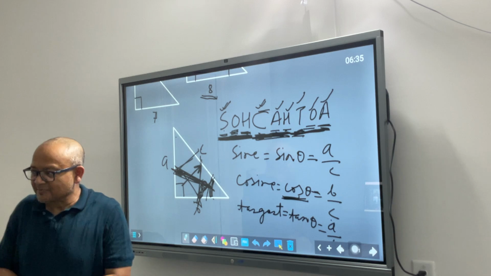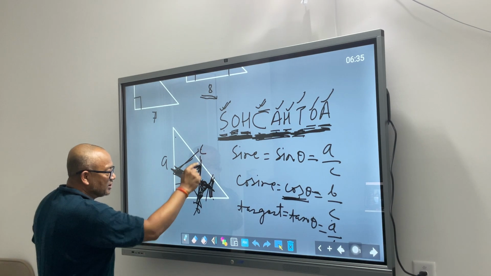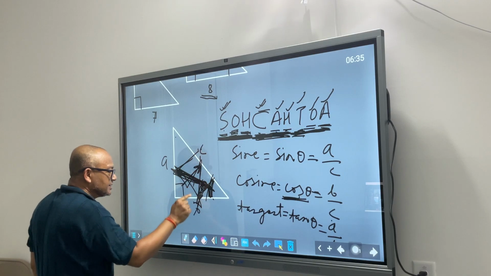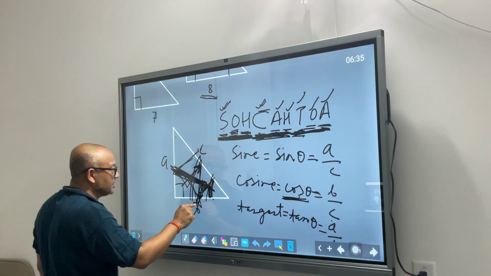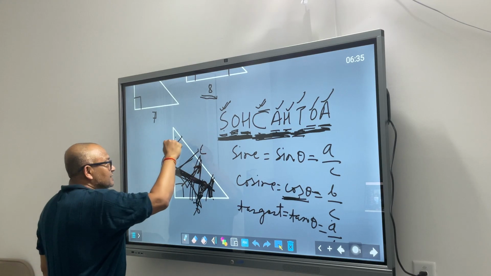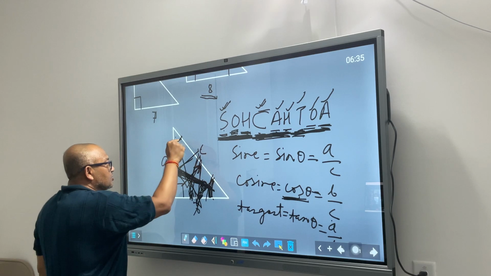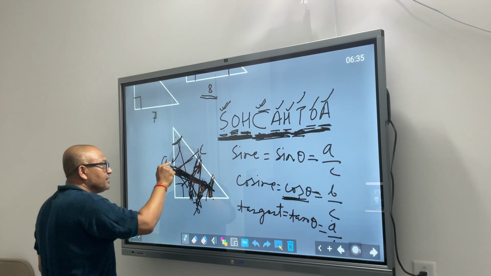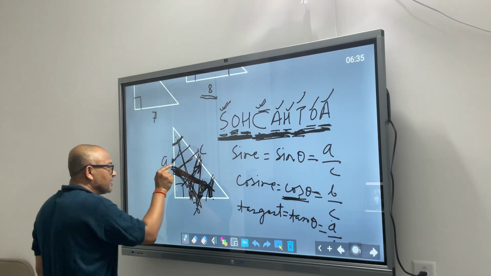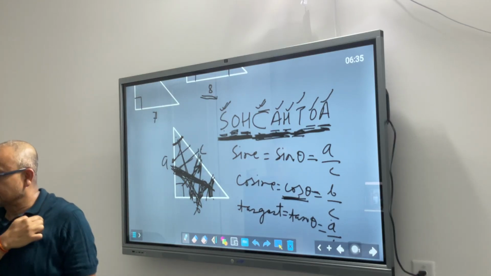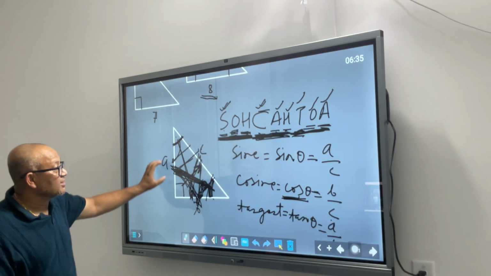alphabets. So here, sine of an angle is opposite side by hypotenuse, cosine of the angle is adjacent side by hypotenuse, tangent of the angle is opposite side by adjacent side. If you take this angle, then sine of this angle will be this opposite side by hypotenuse, cosine of this angle will be adjacent side by hypotenuse, tangent of this angle will be opposite side divided by adjacent side. Clear? Easy? Now let's go back to this one.